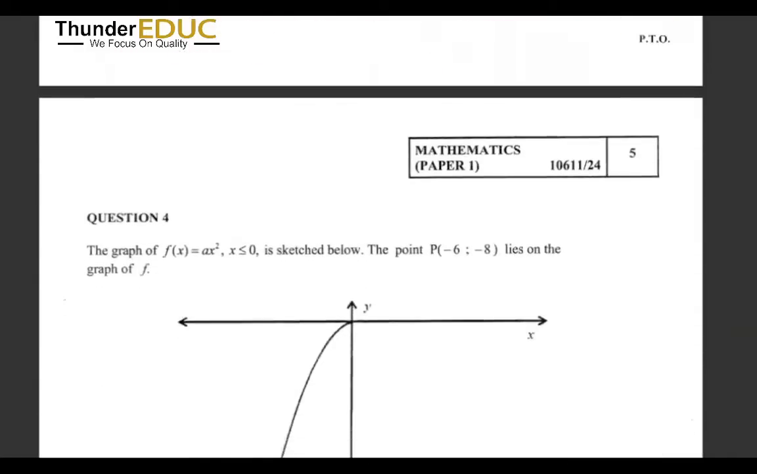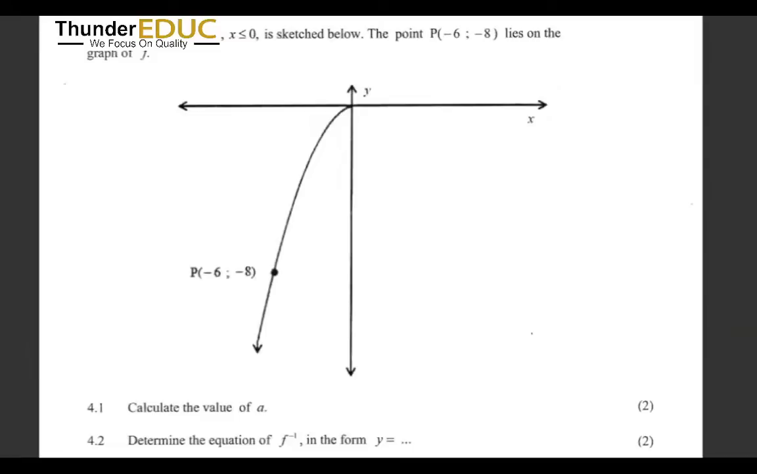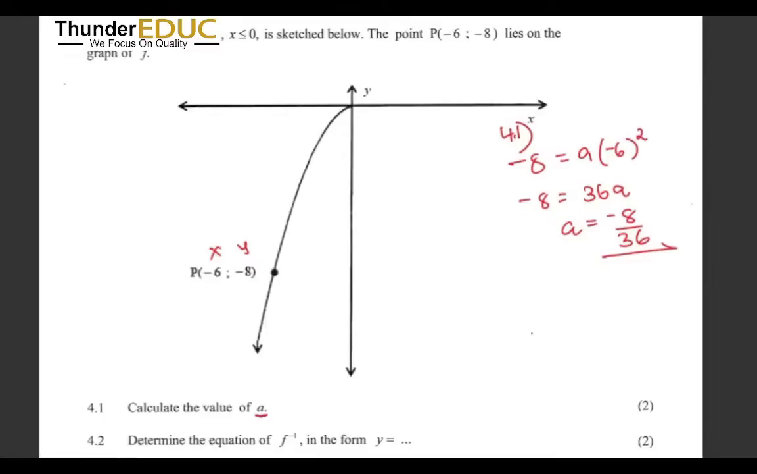Question 4. They're telling us that the graph of f is given as a x squared, where x is less than or equal to 0, sketched below. So this is a restricted function. We have this point that lies on the graph, and they want us to get the value of a. We know that that is the x, and that's the y. Let's do the substitution: negative 8 is equal to a into negative 6 squared. So negative 8 is equal to 36a, which means our a is negative 8 over 36. And that's what I'm getting.